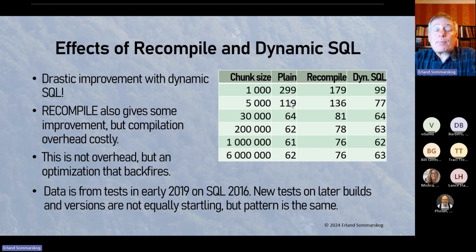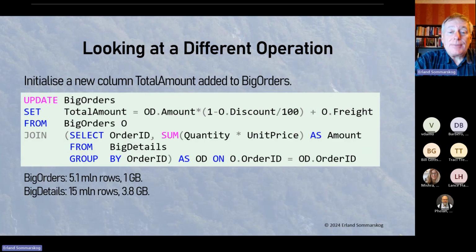Now, we're going to look at a different chunking operation because we're going to make some different comparisons there. So I've got two tables here called BigOrders and BigDetails. The scenario I'm playing is that I have added a column called TotalAmount to BigOrders that I want to initialize with values from the BigOrders table and the BigDetails table. BigOrders has 5.1 million rows and is 1 gigabyte in size, and BigDetails has 50 million rows and is 3.8 gigabytes in size.